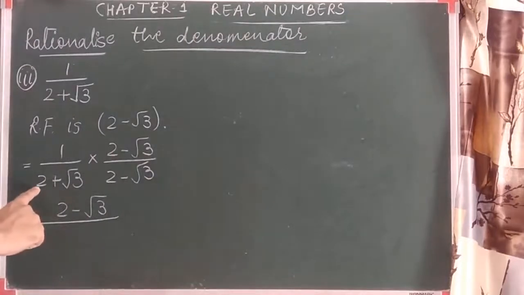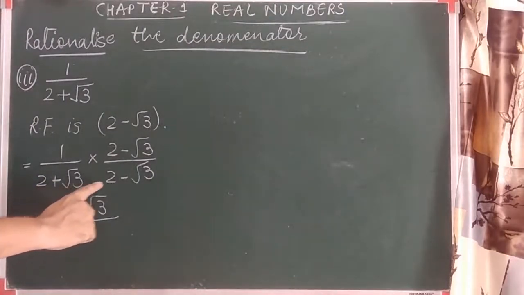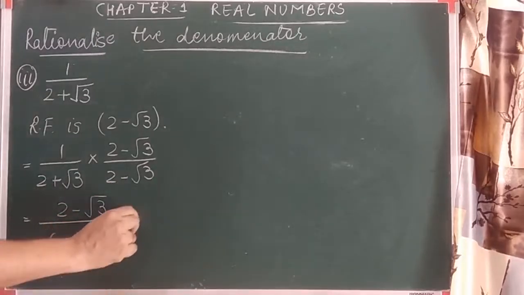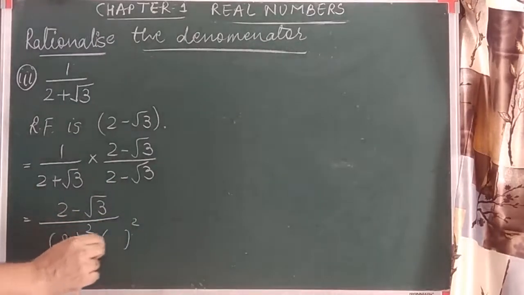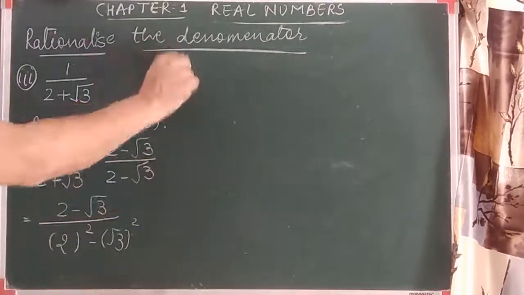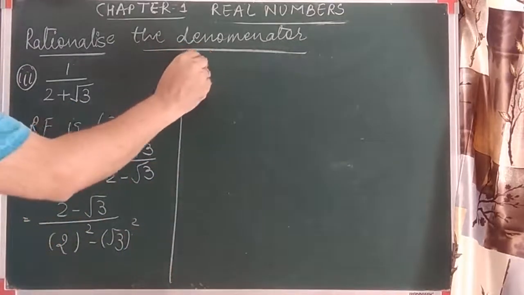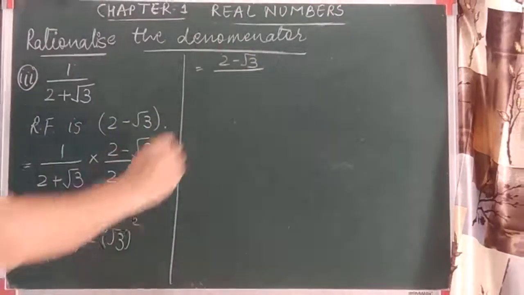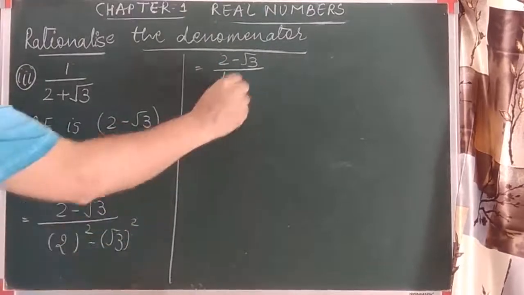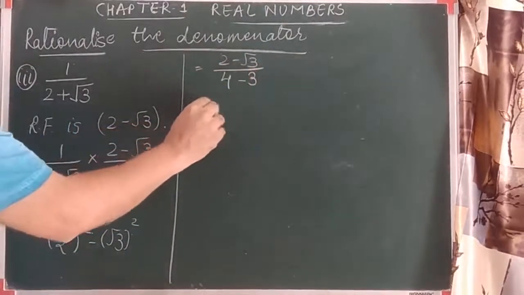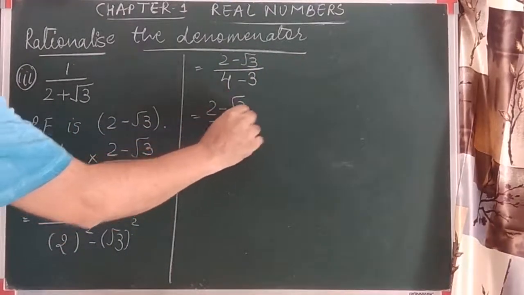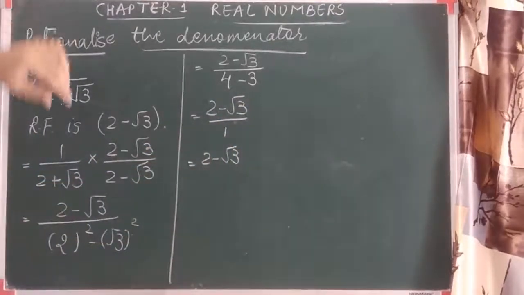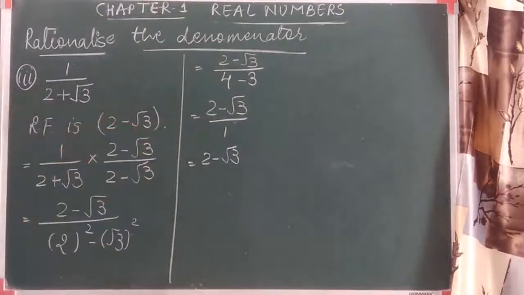It is in which form? The denominator is in the form of a plus b, a minus b. So it is in the form of a square minus b square. That means 2 and root 3. So if I simplify this, it's 2 minus root 3, the numerator remains as it is, and in the denominator the square of 2 is 4 and the square of root 3 is 3. So it's 2 minus root 3 upon 1. If you don't write 1 in the denominator, it would be fine. So you can see that the denominator has become a rational number.